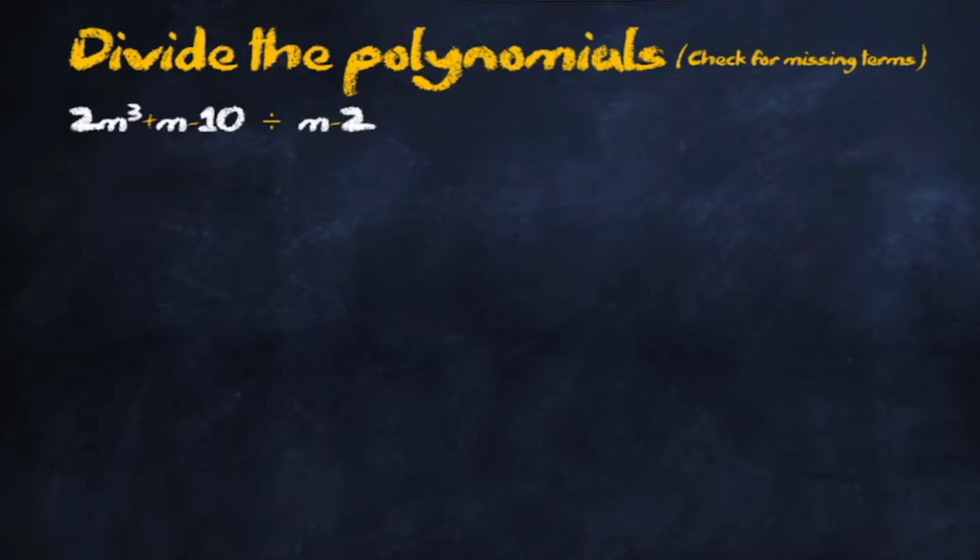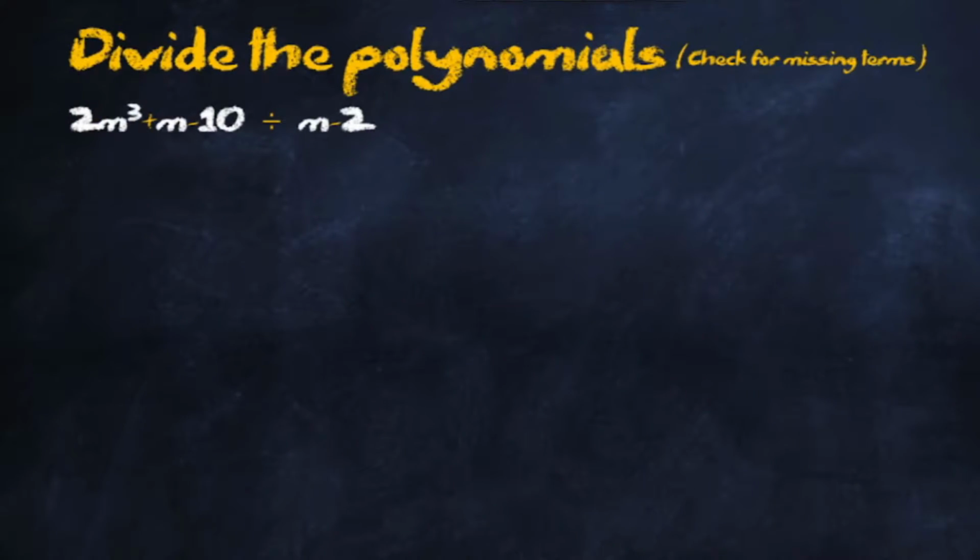What's up, everybody? Today we are going to be dividing polynomials, and we're going to be dividing polynomials that have missing terms. So that's kind of the special case for these questions. So here's our first one. 2m cubed plus m minus 10. We're going to divide m minus 2 by it.